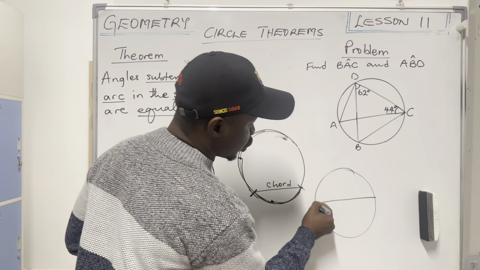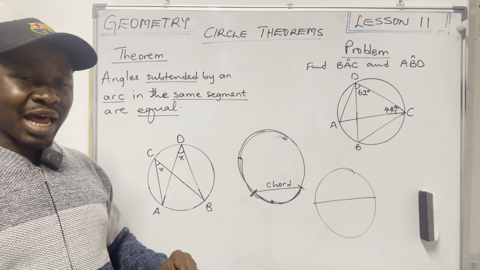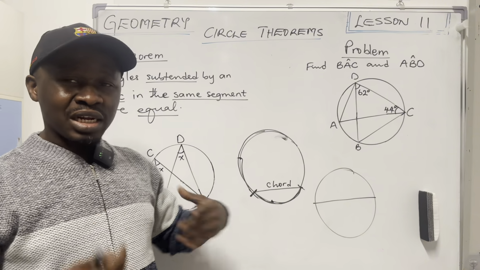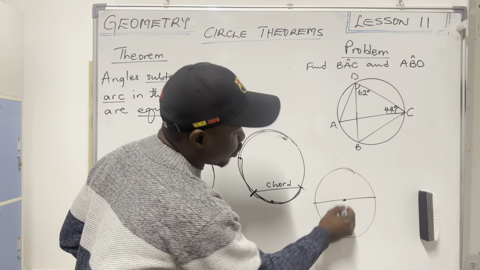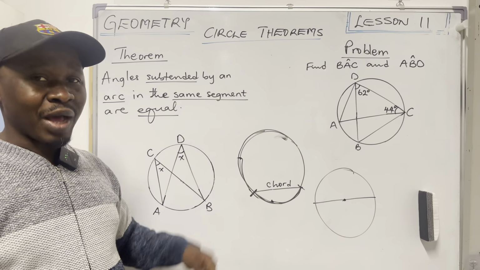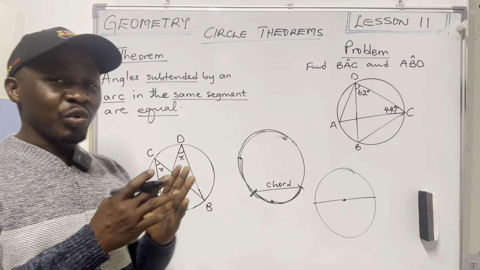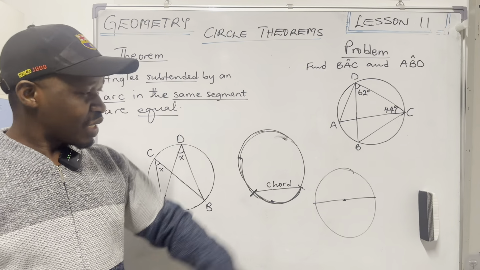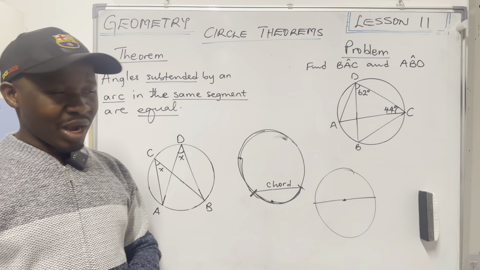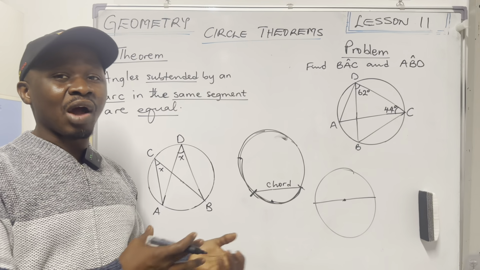This is also a chord. Why is it a chord? A chord is defined as a straight line that touches 2 points on the circumference. This one is a chord, this one is a chord. The difference is that this chord passes through the center, and this chord does not pass through the center. Because this chord passes through the center, it is uniquely called a diameter. This chord is a diameter because it divides a circle into two equal halves. This chord does not divide the circle into two equal halves, so it is just a mere chord.